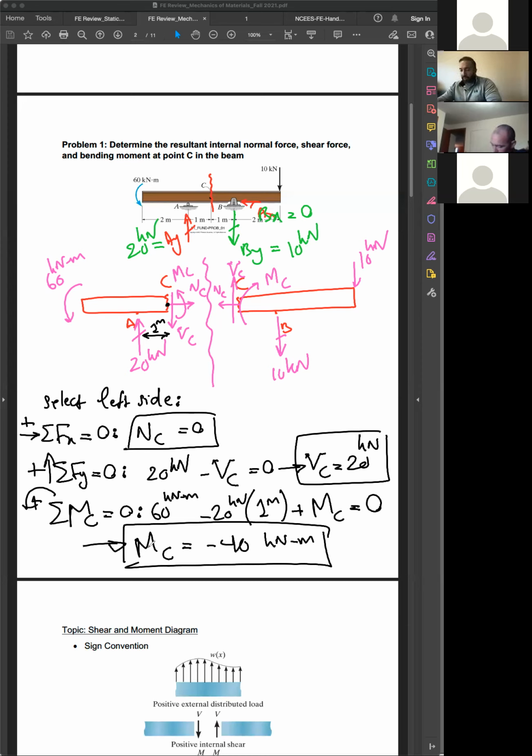So these are your internal forces. Even if you select the right side, you would find exactly the same answers. Doesn't matter.